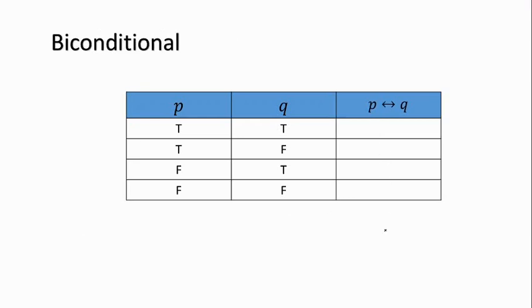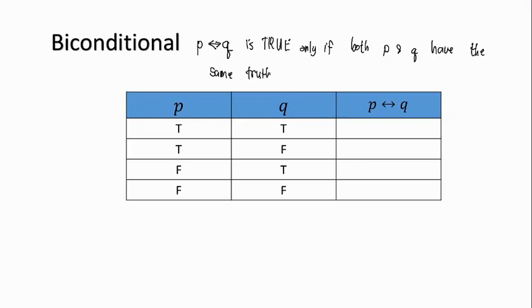Alright, next is the biconditional. In a biconditional, p if and only if q, this statement is true only if both p and q have the same truth values.